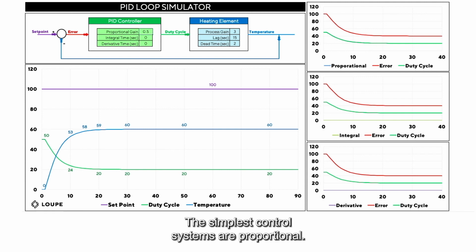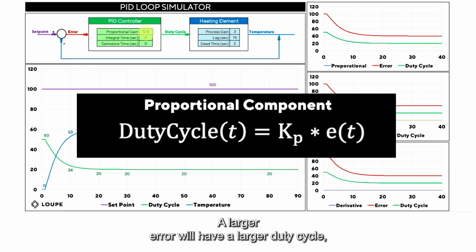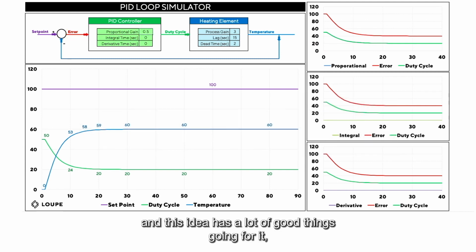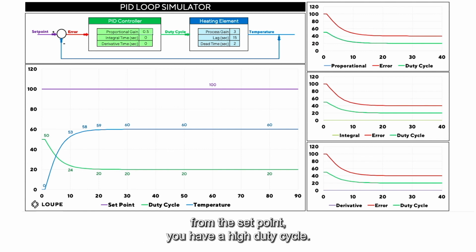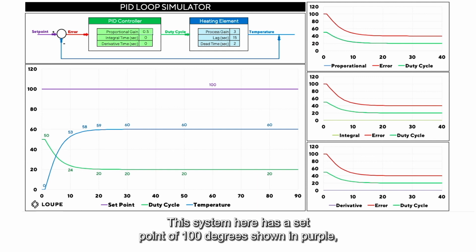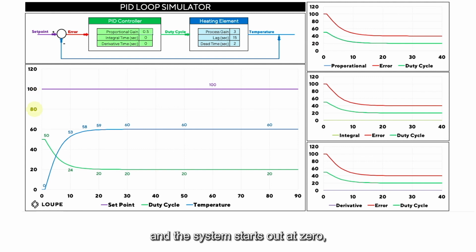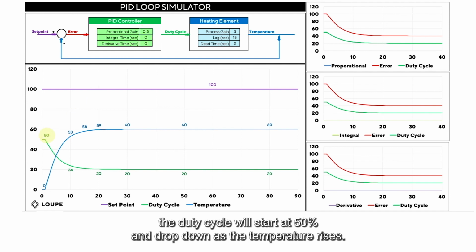The simplest control systems are proportional. They set the duty cycle by multiplying the error by a constant value called a gain. A larger error will have a larger duty cycle. And this idea has a lot of good things going for it, because when your temperature is far away from the set point, you have a high duty cycle, but when you're getting close, the duty cycle drops down. This system here has a set point of 100 degrees, shown in purple, and the system starts out at 0, so the starting error will be 100. With a proportional gain of 0.5, the duty cycle will start at 50% and drop down as the temperature rises.